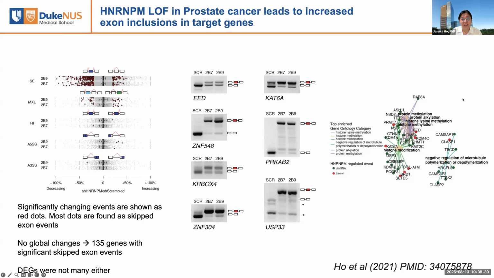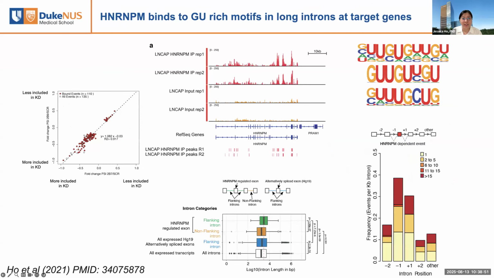When we looked at the gene ontology of these genes, many of these genes were very important for cellular function and for regulating transcription or chromatin environment in the prostate cancer cells. So these include many chromatin regulators like histone-modifying proteins. So looking deeper, the reason why HNRNPM has such a specific effect on splicing was because it was bound to and regulated splicing under very specific conditions.